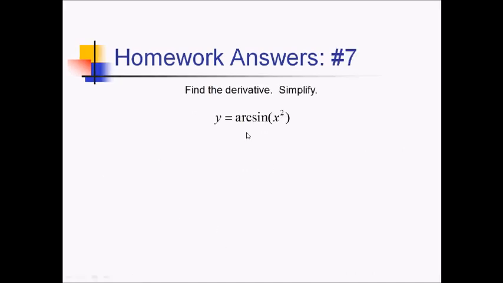For number 7, we have a chain rule involving arcsine. So we'll start by making this 1 over the square root of 1 minus this stuff squared, times a tail of 2x, because we have the inner derivative. So 2x can go upstairs, and we'll have 1 minus x to the 4th downstairs, and call it a day.